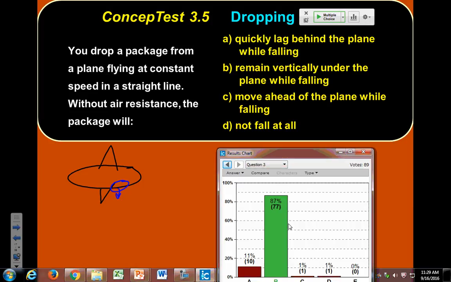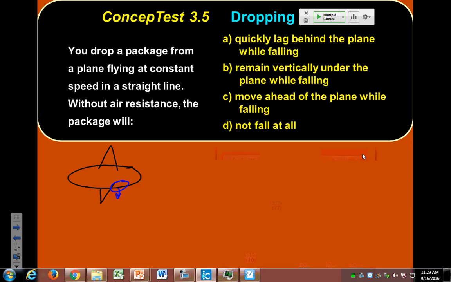Okay, good. It is going to remain vertically under the plane. As the plane travels along with a constant velocity, the object is also going to travel along with that constant velocity, but then it's also going to fall. So as the thing falls, the plane is going to remain directly underneath it, yes.